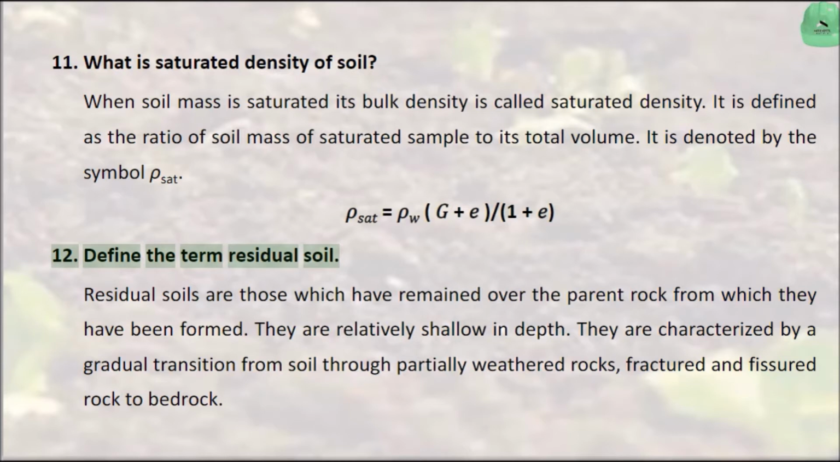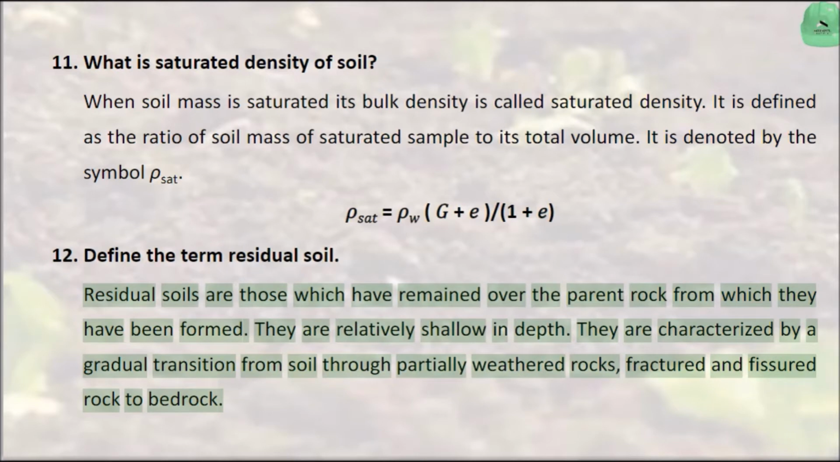Define the term residual soil. Residual soils are those which have remained over the parent rock from which they have been formed. They are relatively shallow in depth. They are characterized by a gradual transition from soil through partially weathered rocks, fractured and fissured rock to bedrock.